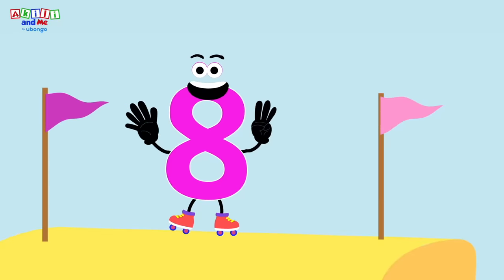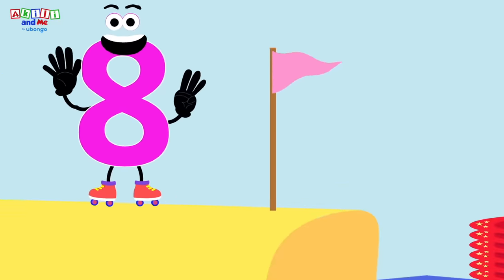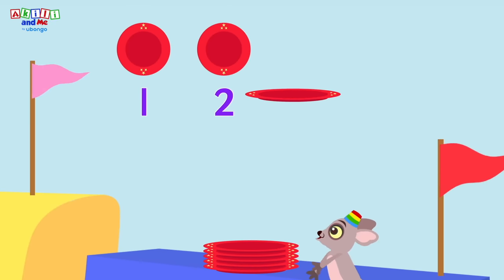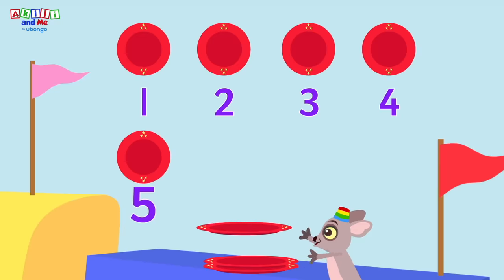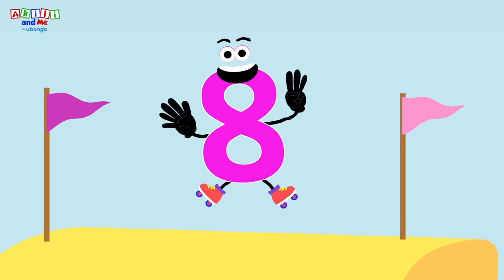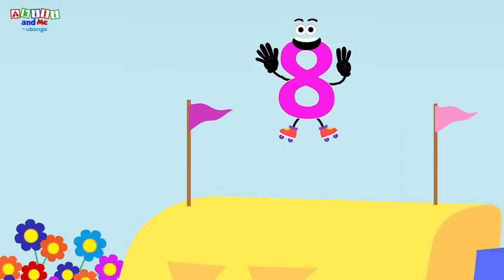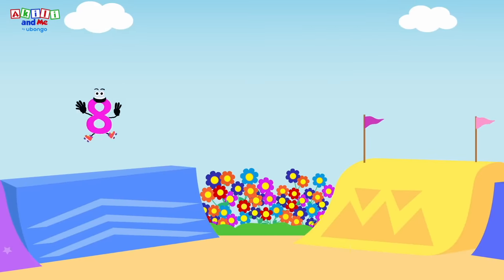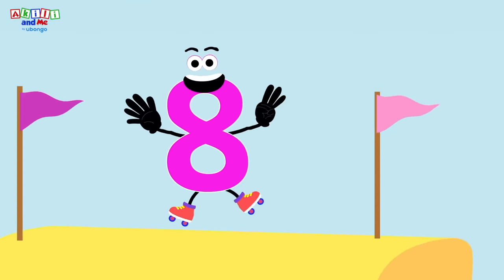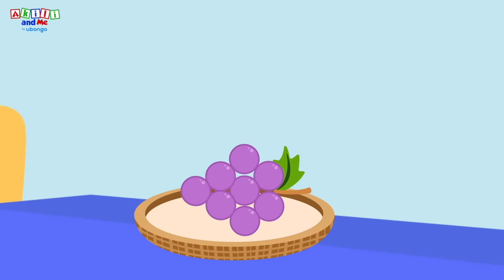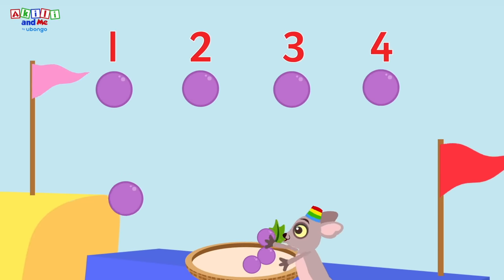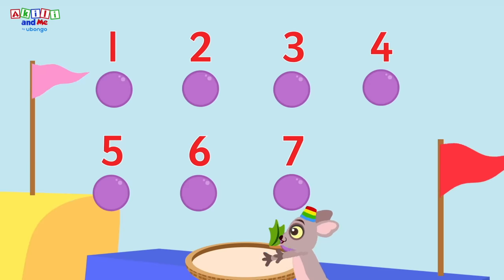Let's count to 8 by counting plates. 1, 2, 3, 4, 5, 6, 7, 8. Yeah! 8, 8, 8. Number 8 is great. Let's count to 8 by counting grapes. 1, 2, 3, 4, 5, 6, 7, 8.